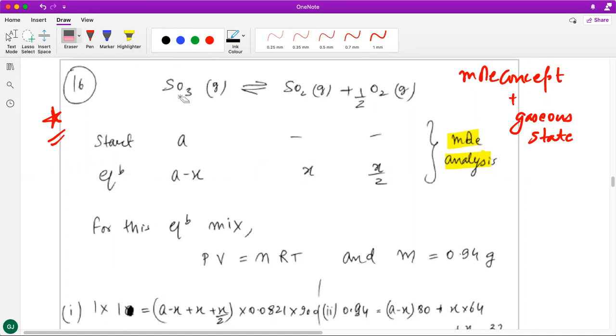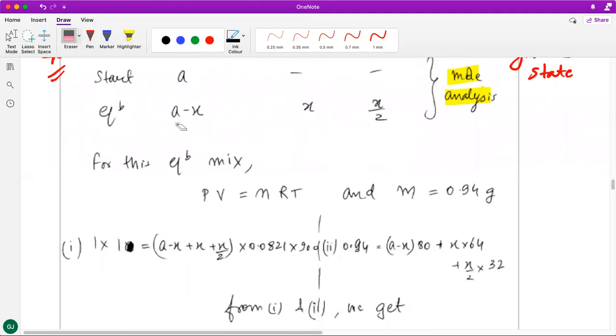Why? Because the stoichiometry is 1:1, right? And X by 2 moles of O2 will form. Why? Because the stoichiometry is 1:1/2, right? So you get the start moles and then you get the equilibrium moles of each component. Now we have two variables created, A and X, and we have to determine them using the two sets of information that are given in the question.